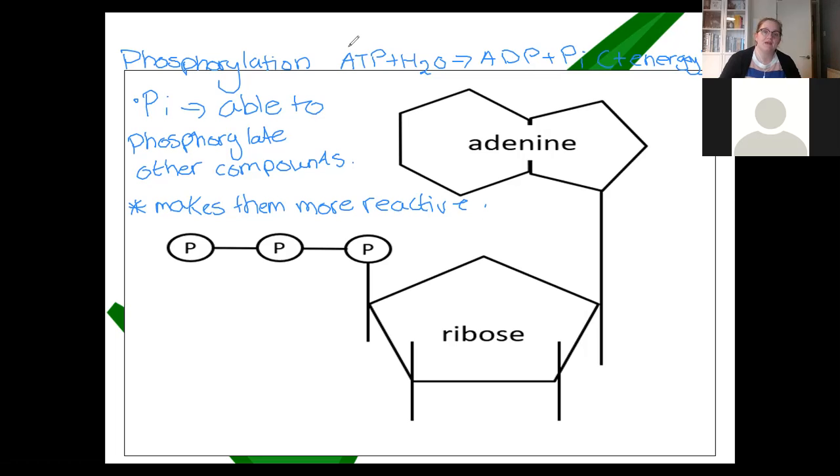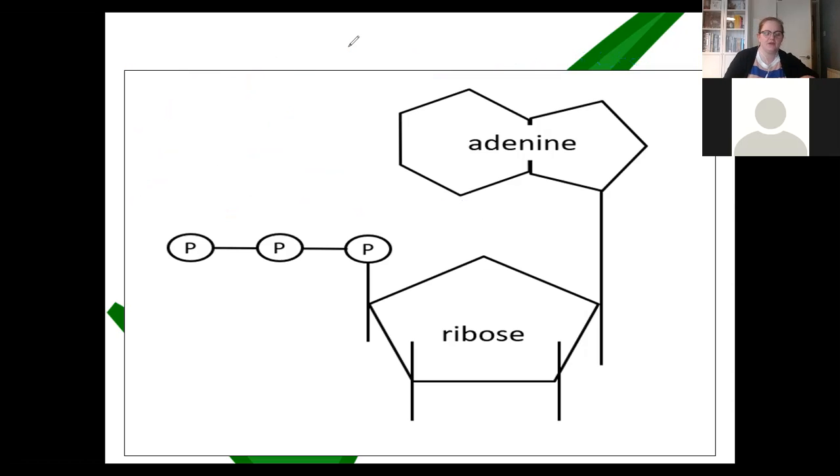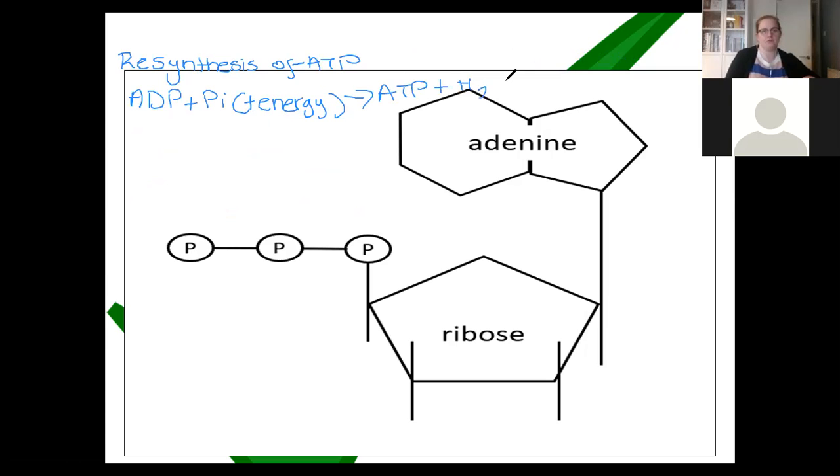Now we are also able to resynthesize ATP. So we can have the resynthesis of ATP. The reaction for this is just the opposite. ADP plus Pi plus energy goes to ATP plus water.